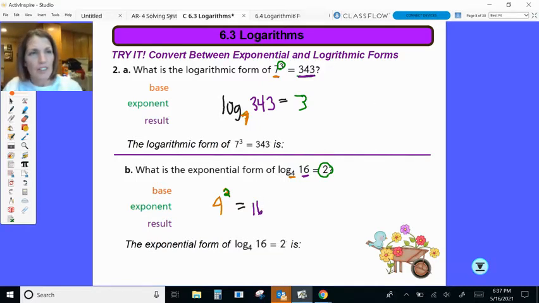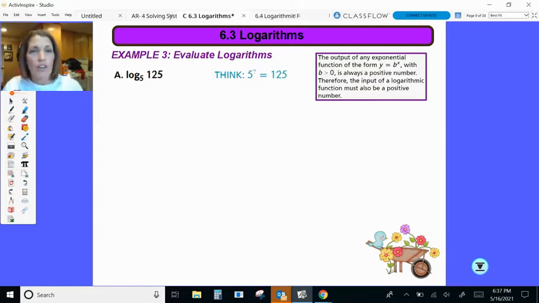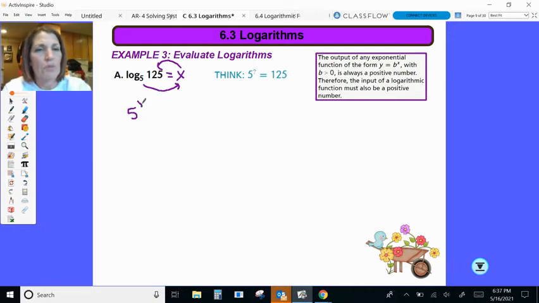All right, so now let's start talking about evaluating logarithms. What does this logarithm equal? Think: 5 to what power equals 125? That's the pattern we go to when using logarithms. Log base 5 of x equals 125, so I rewrite that as 5 to the x power equals 125. I can rewrite this 125 as 5 to the x equals, and then this is 5.